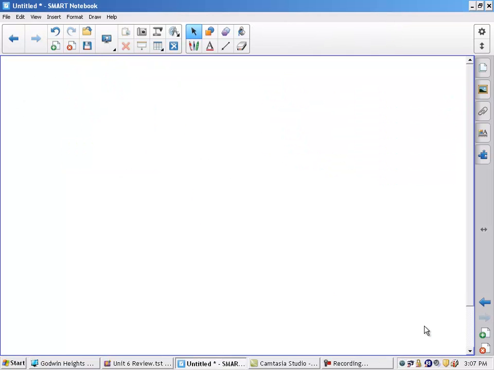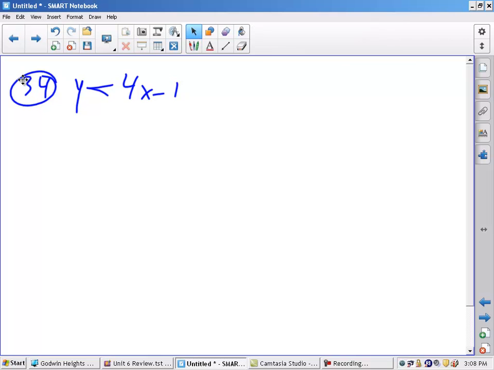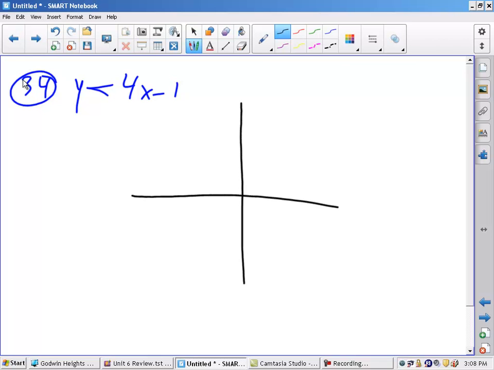Okay, number 34 is, now we're getting into inequalities. So on number 34, you have y is less than 4x minus 1. So if I draw a quick sketch of a graph, you start with the negative 1. My negative 1 is here.